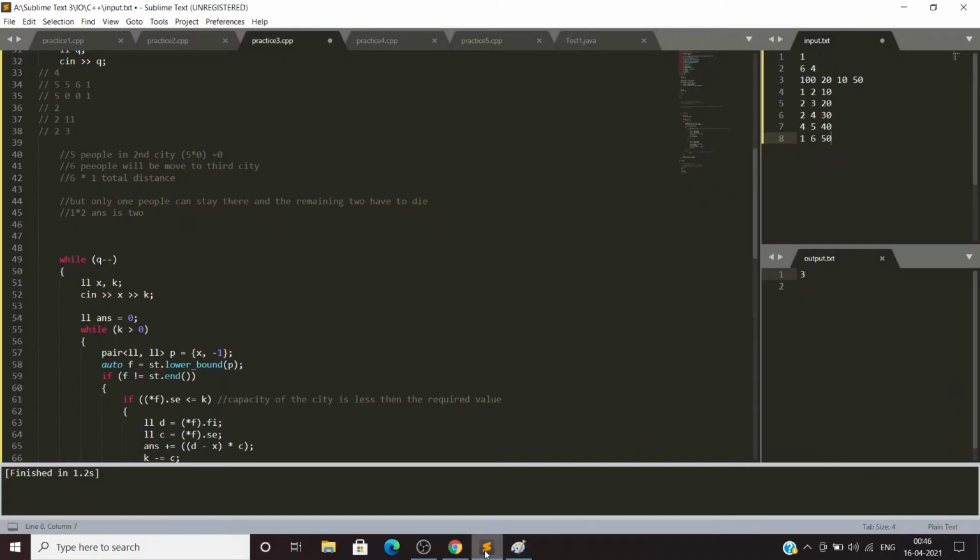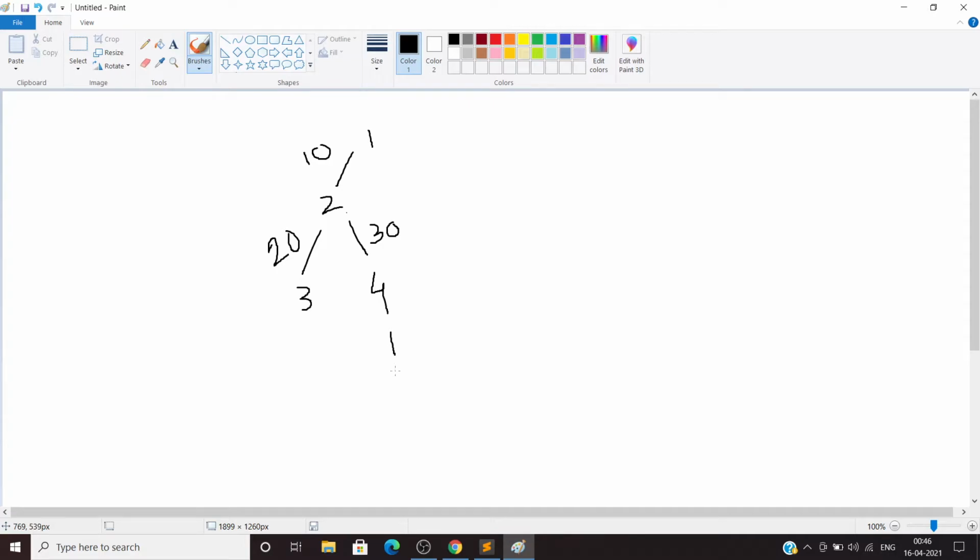And what next? 4 5 is 40. And what next? 1 and 6 is 50. So in the problem we said that this is the capital city, and capital city means this is the root of the tree, and we have to find the.